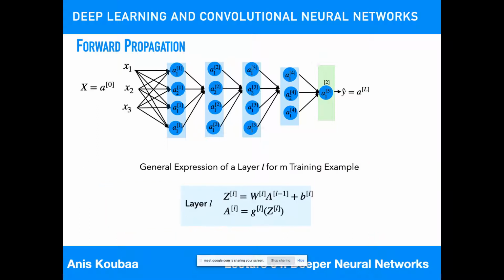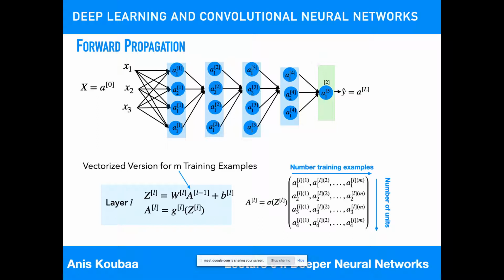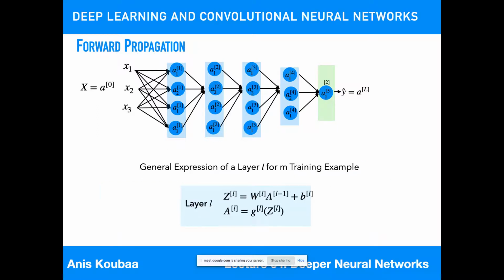Okay, yes, and this is the vectorized version for M training examples. Doctor, G means the activation function, right? Yes. G is an activation function, as I already mentioned in the beginning. It can be sigmoid, it can be ReLU, it can be tanh. Basically here the output layer is going to be sigmoid because we have an output of either 0 or 1. But all the other layers can use any of the activation functions, ReLU or tanh or sigmoid or any other.